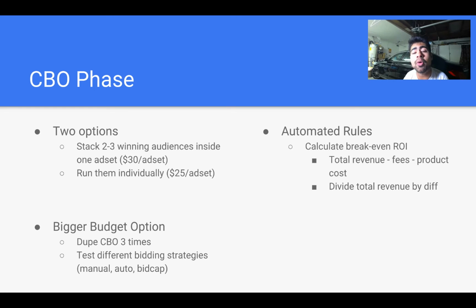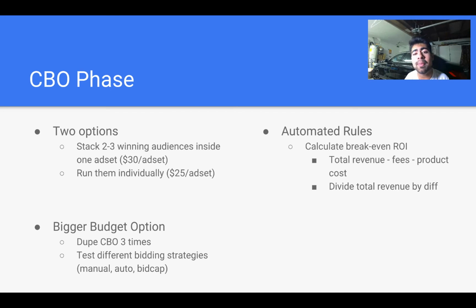And for the bid cap or the manual bidding, you want to do it 3 times your cost per purchase. So let's say you're getting a cost per purchase on average about $10. Then for the manual bidding and the lowest cost with bid cap bidding, I would change the bidding to $30. And the main reason why we're duplicating one CBO 3 times is because we want to see which bidding strategy works the best with your ad account. And remember, every ad account is different. Something that works for me might not work for you. So that is why you want to test all 3 on a few CBOs. And once you get some results, you want to apply that same strategy each time.